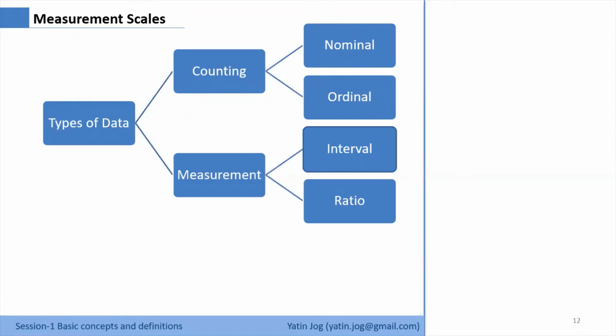Out of these, nominal and ordinal measurement scales are based on the counting principle, and interval and ratio scales are based on the measurement principle. So again, I want to open this for discussion. Try to tell me what is the meaning of counting, what is the meaning of measurement, and what is the difference between counting and measurement.